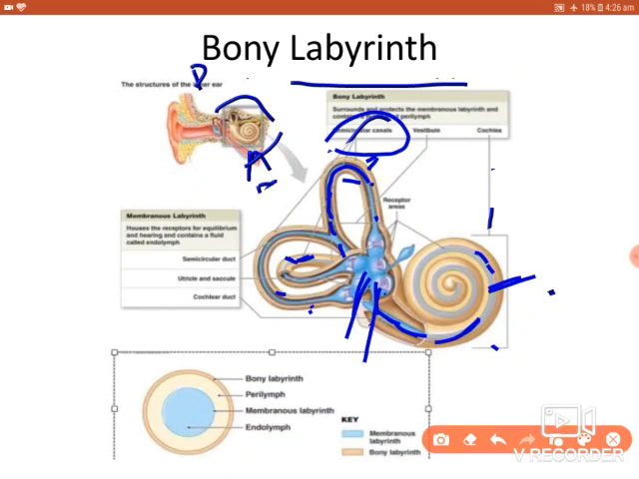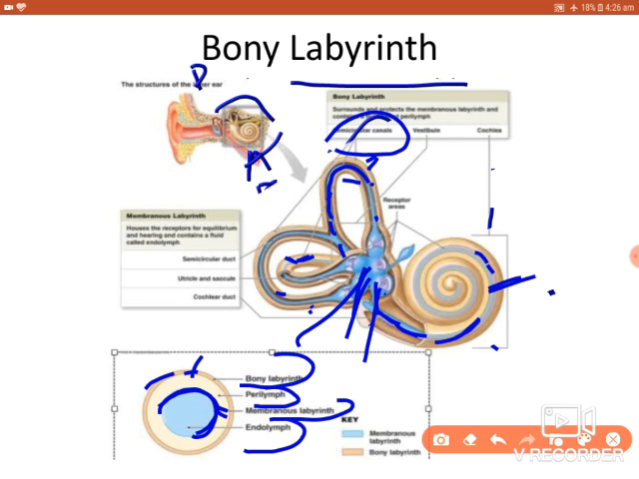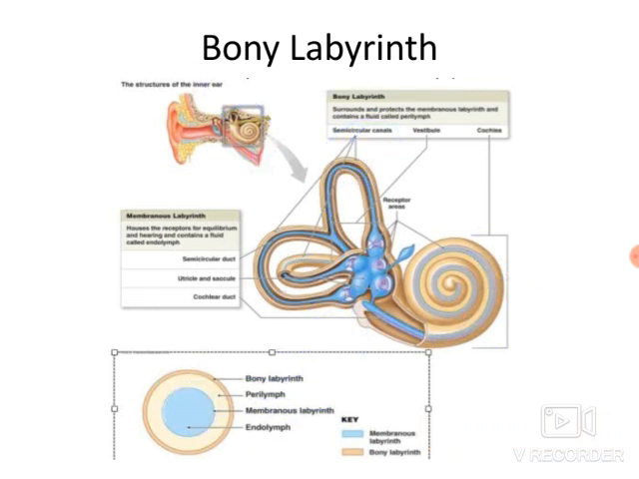In the cross section of the inner ear, the outer part is the bony labyrinth and the inner part is the membranous labyrinth. The membranous labyrinth contains endolymph, a potassium-rich fluid. Between the bony labyrinth and the membranous labyrinth is the perilymph, a sodium-rich fluid.